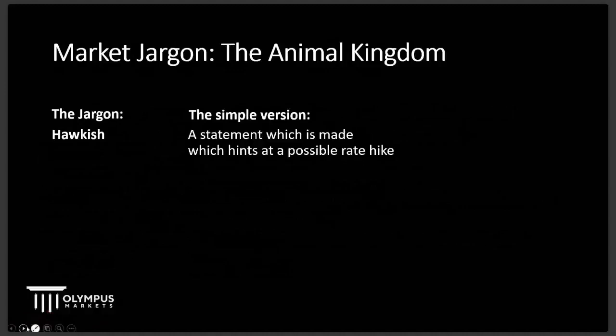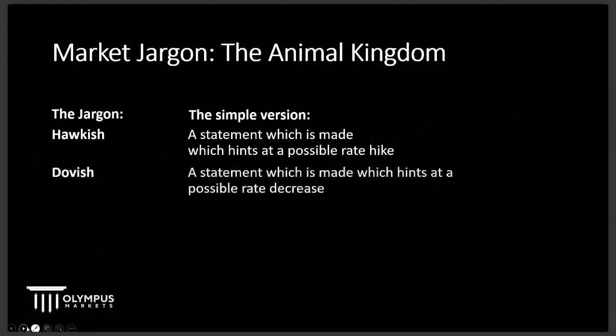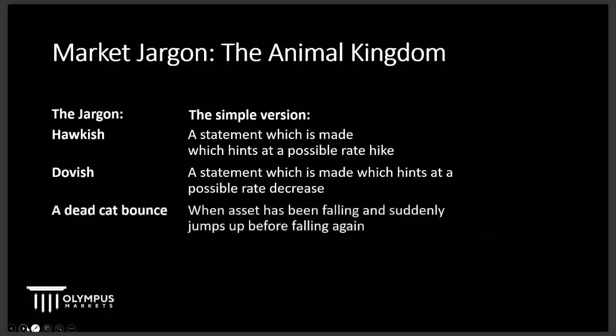Then you have dovish. This is a statement made by somebody of the central bank which may drop hints of rate decreases or is a little bit more nervous in their comments. So they're dovish when they're like this. A dead cat bounce. This is when an asset's been falling and suddenly jumps up before continuing to fall again.